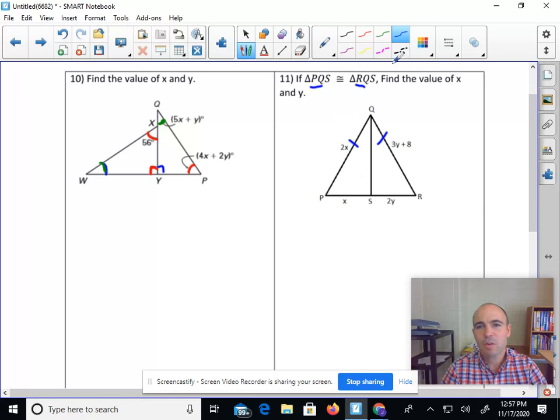Also, we know that PS, excuse me, has to be congruent to RS. You know what? We got another equation. You got a system of equations, ladies and gentlemen. You can take it from here.